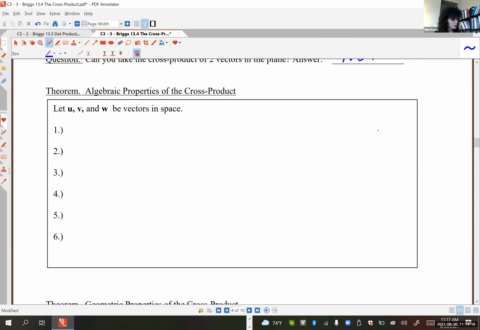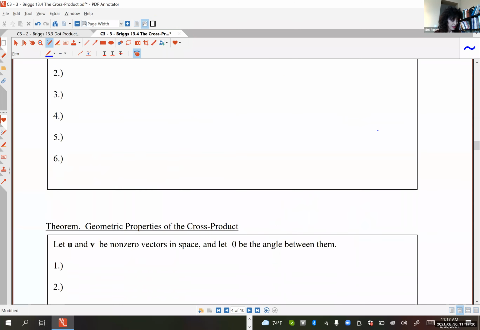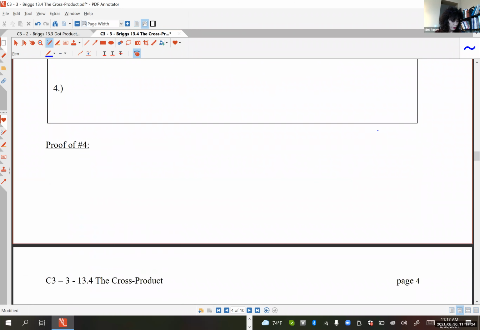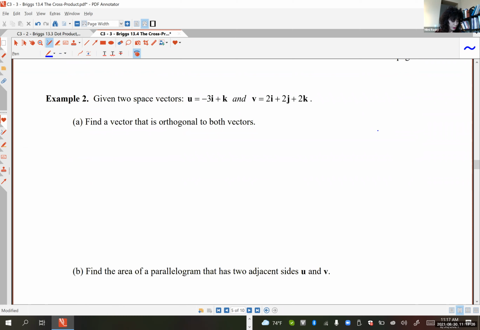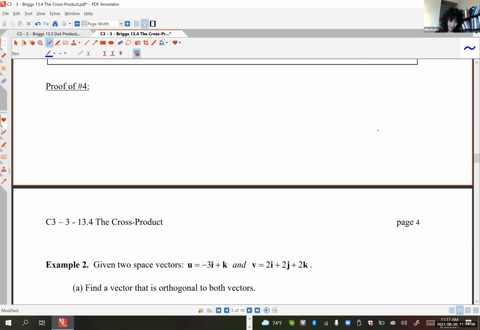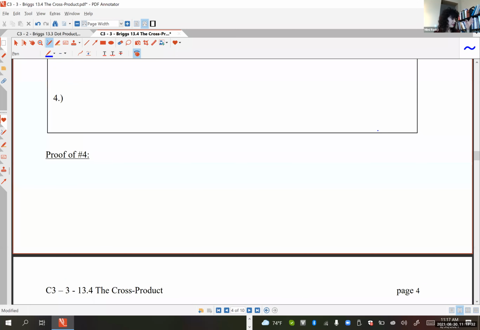Okay, let's do some algebraic properties. Then we'll do some geometric properties. Then I'll prove a little bit, and then we'll do an example. And that'll probably take us to the end, roughly. We'll see what happens, how far we get.